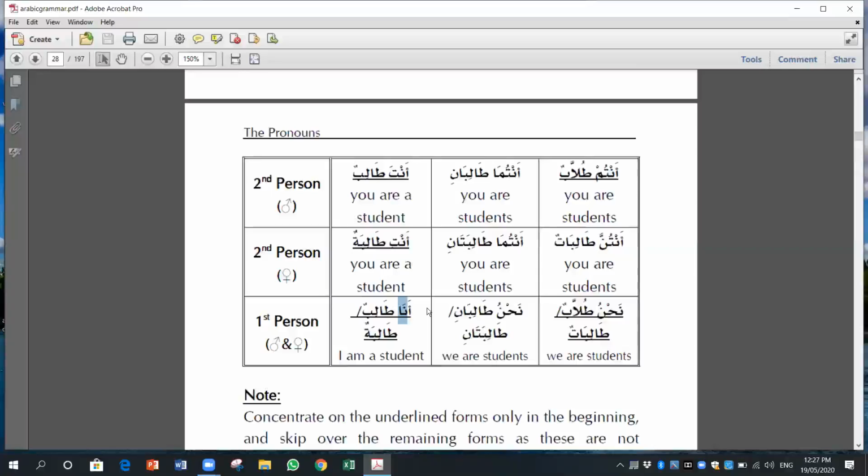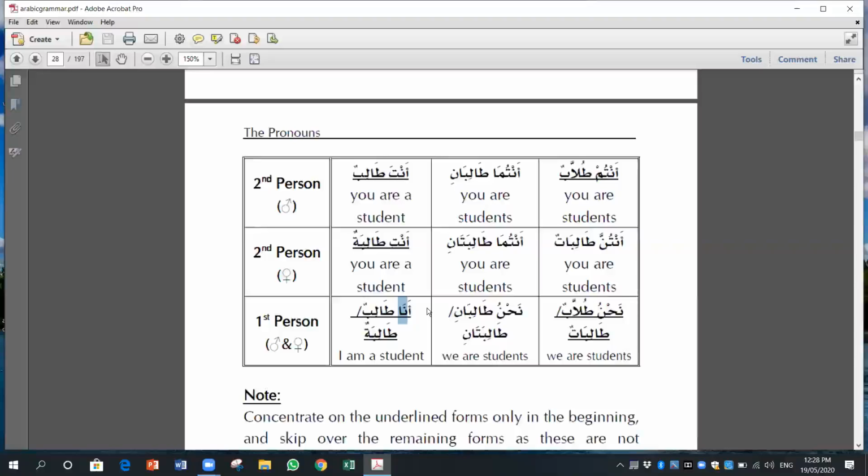Even if you are saying, because Talibun. I didn't say talibun, I just said ana. Ana talibun, I am a male student. Ana talibatun, I am a female student. If you want to say, you will say ana talibatun, because you are female, right?